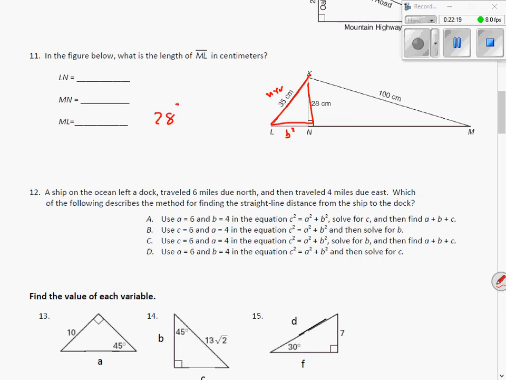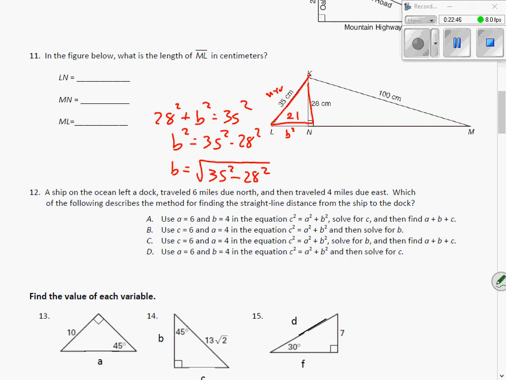So 28 squared plus b squared is equal to 35 squared. So b squared is 35 squared minus 28 squared. I'm going fast because we've been doing this over and over. So b is the square root of 35 squared minus 28 squared. Throw that in the calculator. What do I get? 21. Okay. So this distance is 21.